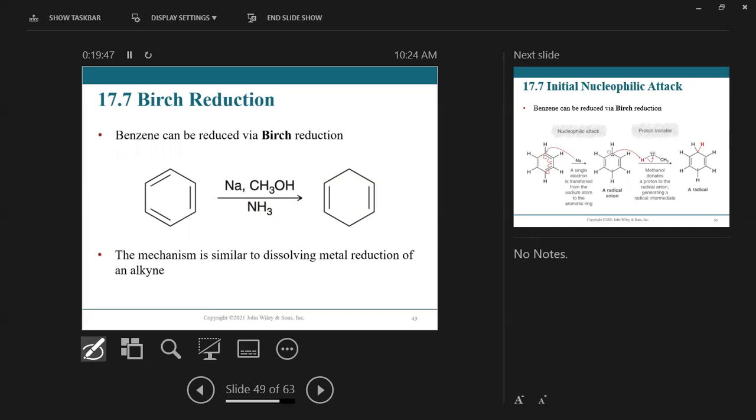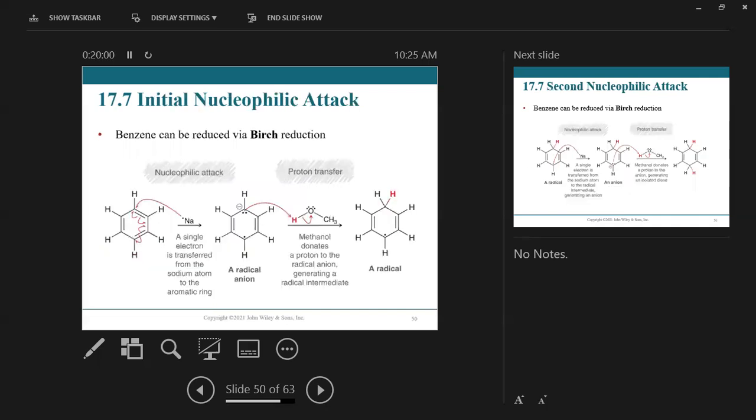Benzene can be reduced by the Birch reduction. The mechanism is similar to the dissolving metal reduction of an alkyne. We get rid of one of the double bonds, and now we're not aromatic anymore, are we? So we have a nucleophilic attack, and a single electron is transferred. Then we have proton transfer from the methanol.